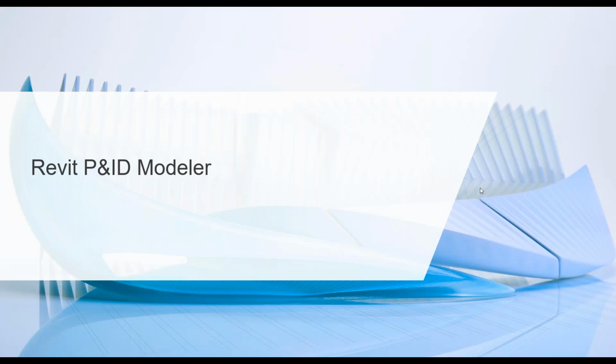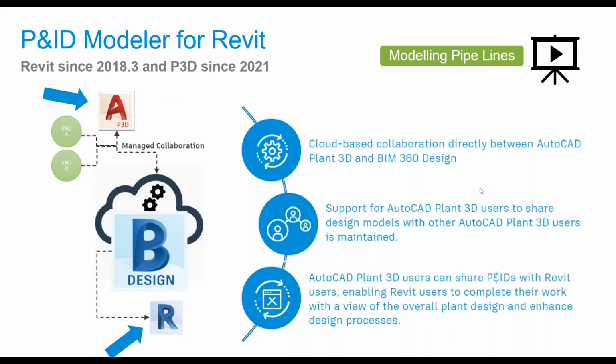So Revit P&ID Modeler. Revit P&ID Modeler is streamlining the process for modeling in Revit based on P&IDs from Plant 3D and ensures consistency between the P&ID drawing and the Revit model. I'm going to open a video here, and I'm going to show you that because I think that while I talk to it, it's a good little demonstration.